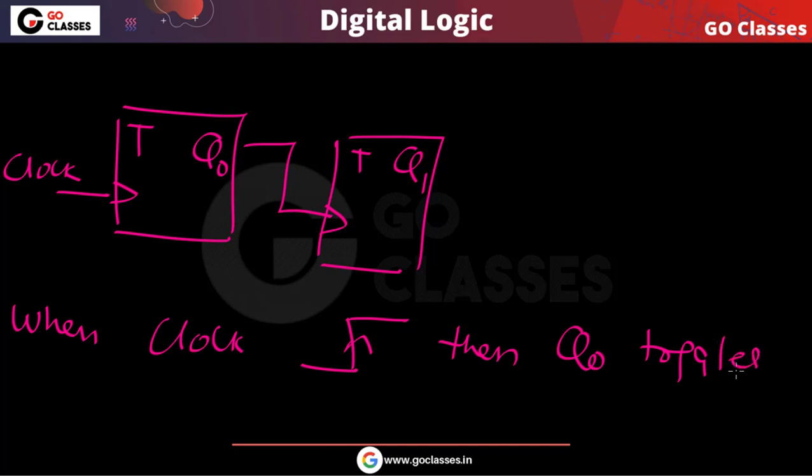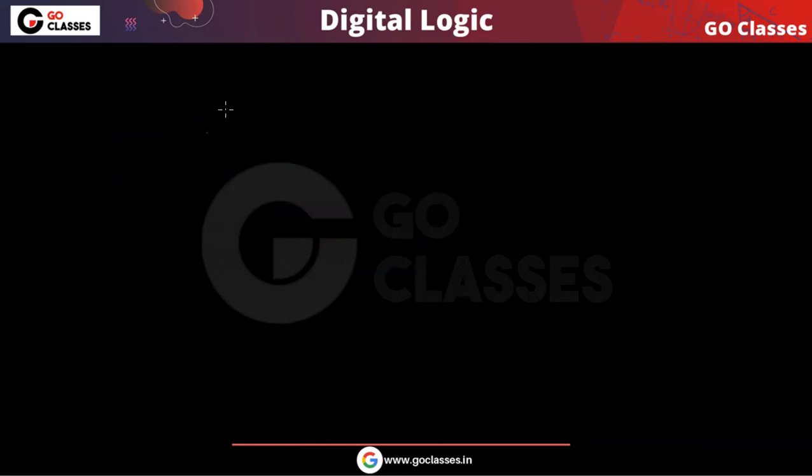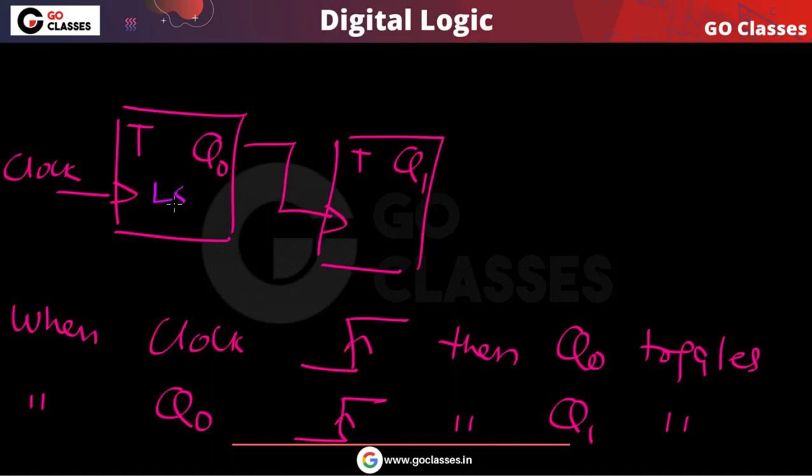Okay, this you already know. Similarly, when q0 is going from 0 to 1, then q1 toggles. This also you know. And there is a propagation delay also, because you can notice there is a small propagation delay of every flip flop. So now here you can do it like this. This is q1, this is q0. We are assuming that this is the least significant bit and this is the most significant bit.